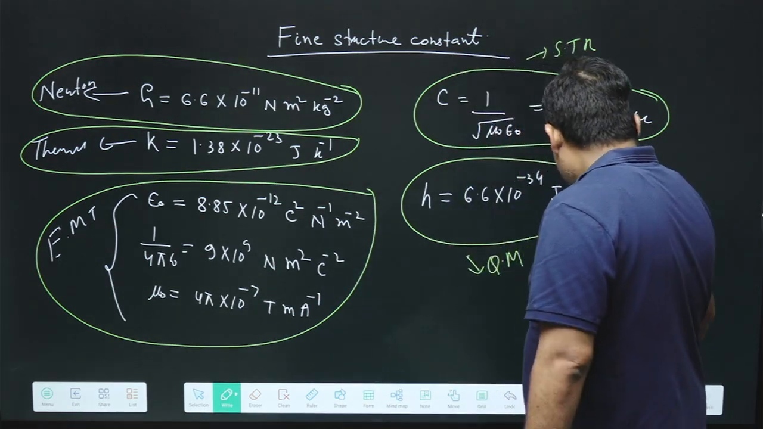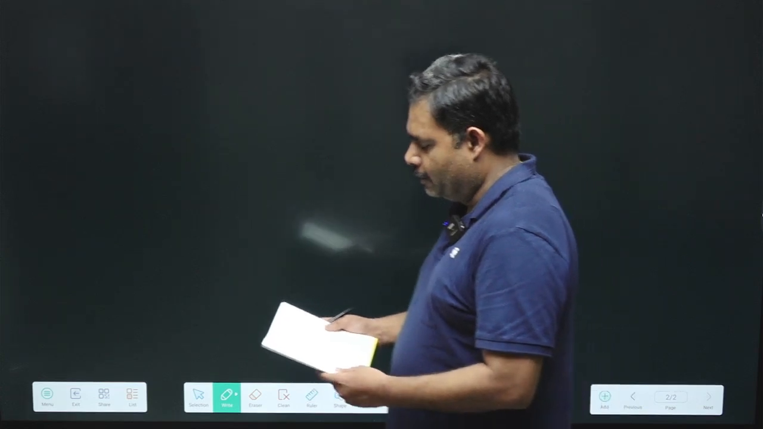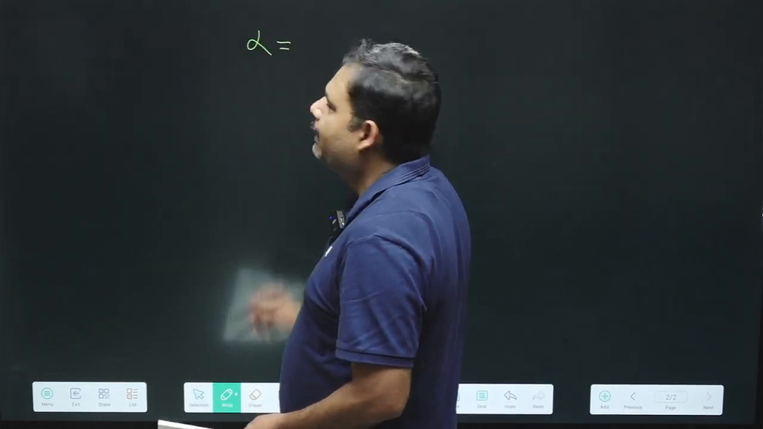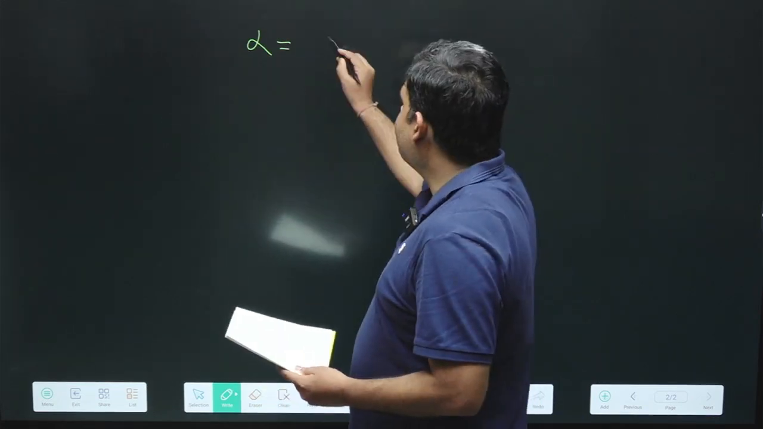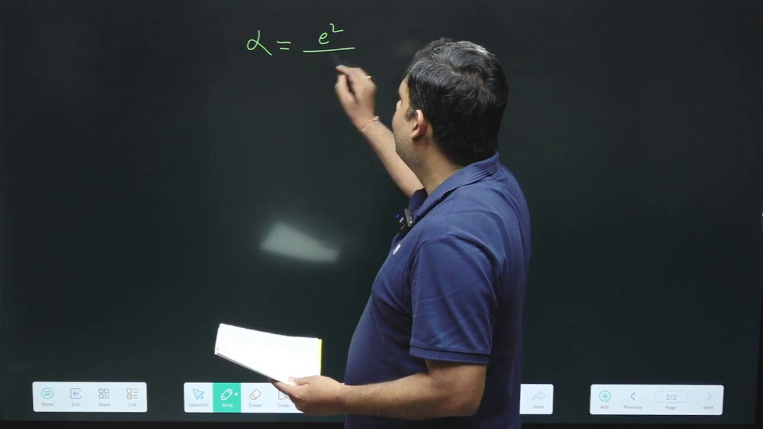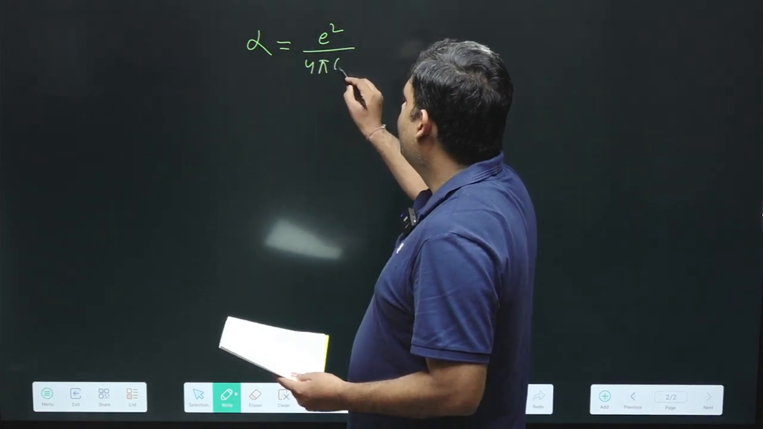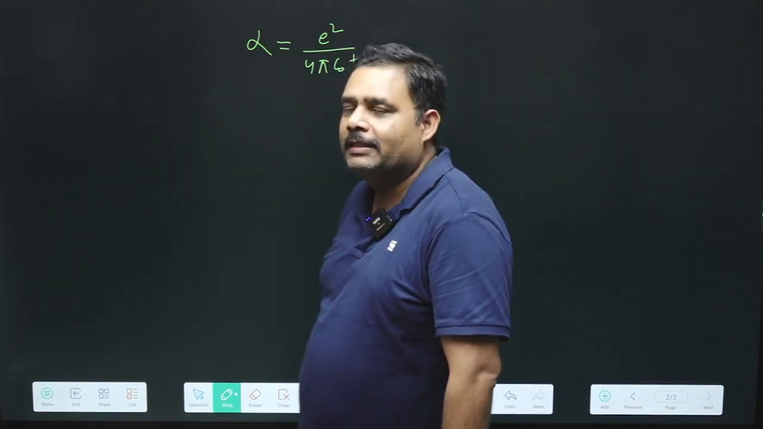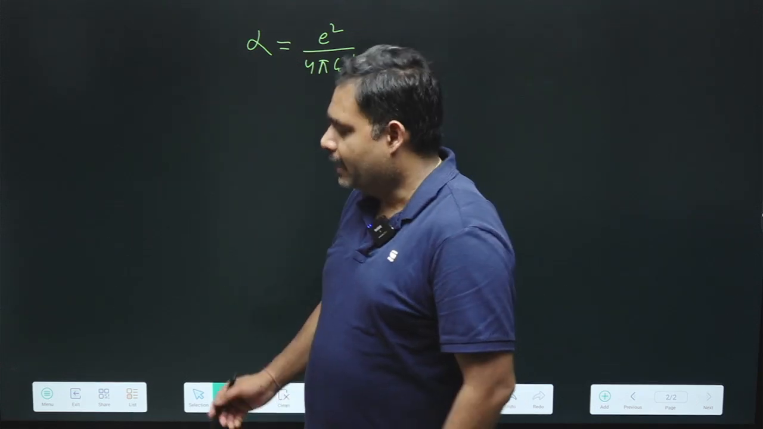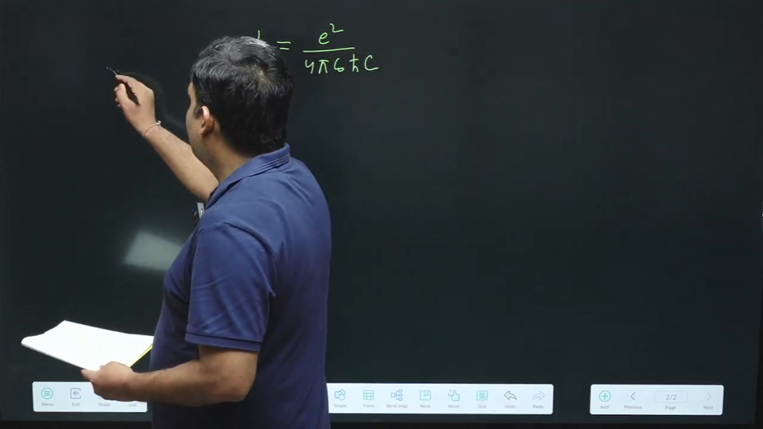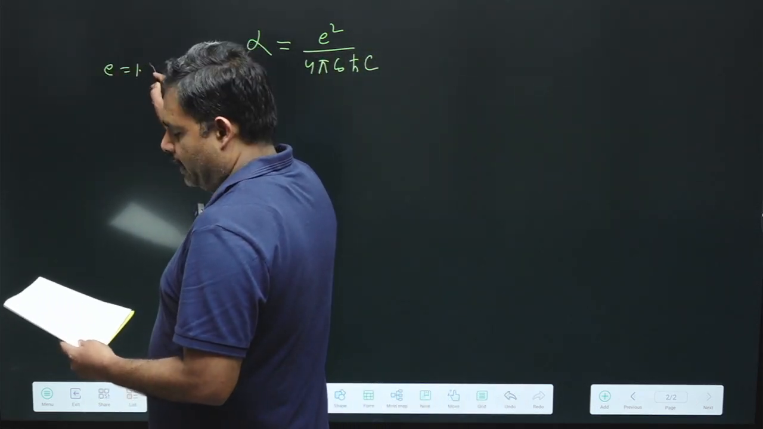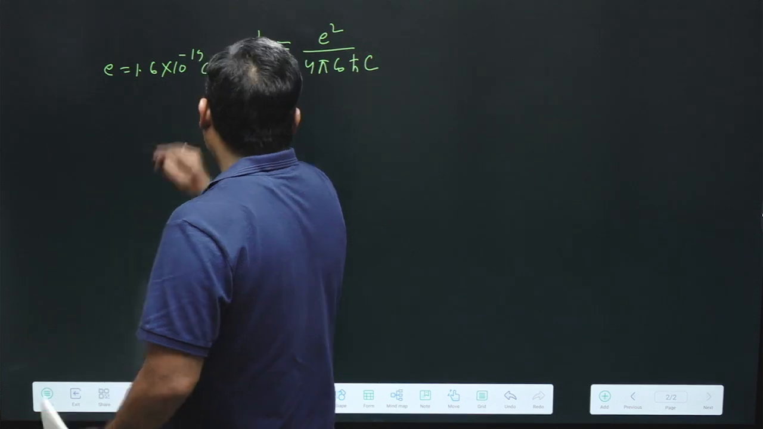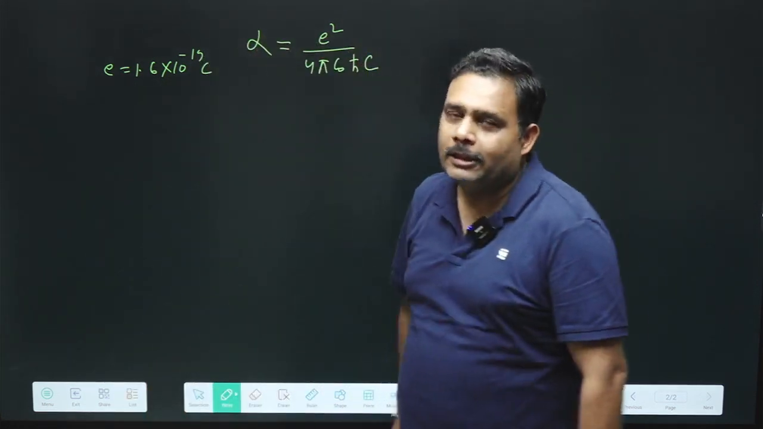So students, when we are talking about the fine structure constant, it can be defined by the Greek letter alpha, and this is nothing but e square upon 4 pi epsilon naught h cut c. Here e is the charge of an electron, and the value of e is equal to 1.6 into 10 to the power minus 19 coulomb. So this is our fine structure constant.